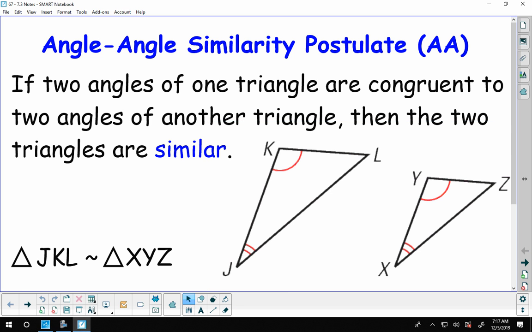So the first one in section 7.3 is the angle-angle similarity postulate, which says that if two angles of one triangle are congruent to two angles of another triangle, then the two triangles are similar. What does it mean for triangles to be similar again? It means that all corresponding angles are congruent and all corresponding side lengths are proportional. But if we have two angles of one triangle congruent to two angles of another triangle, that's enough to conclude that my triangles are similar.